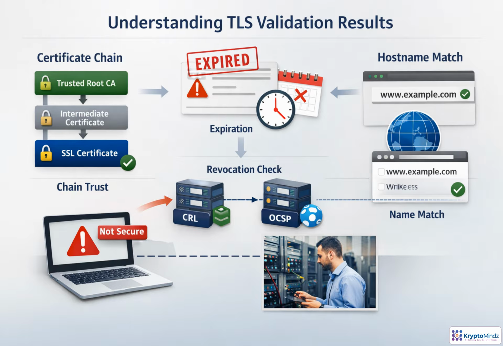When a browser connects with HTTPS, it runs a short series of checks before it trusts the connection. First, it builds the certificate chain and confirms each link leads to a trusted root. Then it verifies the certificate hasn't expired and that the hostname matches a SAN entry. Finally, it checks whether the certificate has been revoked using CRL or OCSP. Any failure in this pipeline becomes the browser warning users see.